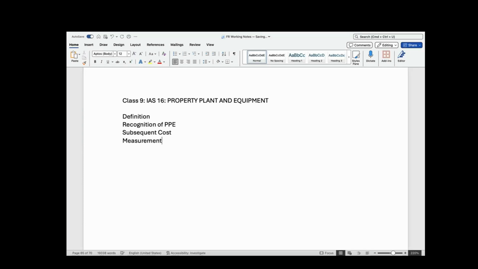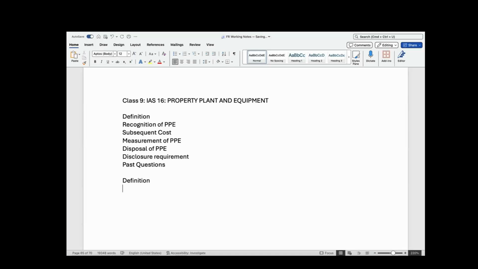Then also, we'll move on to measurement of PPE. And when we are done with measurement of PPE, then we'll move on to disposal of PPE. When we are done with that, we'll look at disclosure requirements for this standard. Then we'll look at questions. Let's see if we would be able to cover all of these in the 2 periods that we have. So the first thing is this.